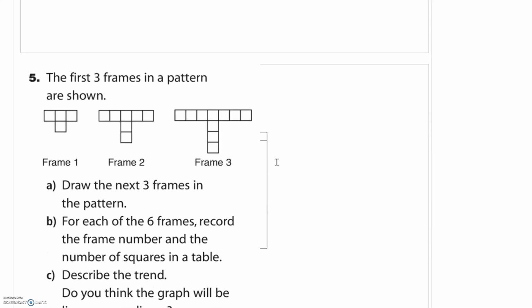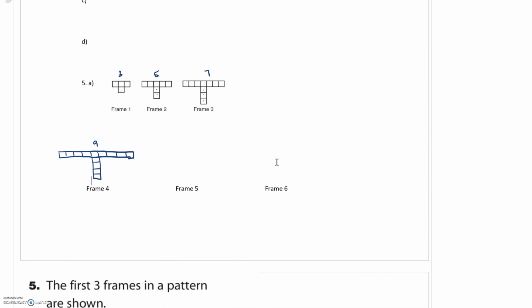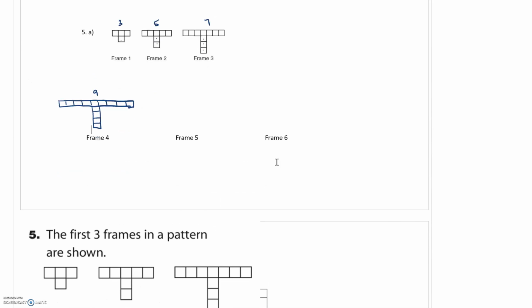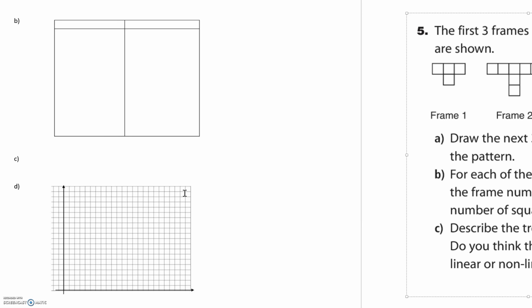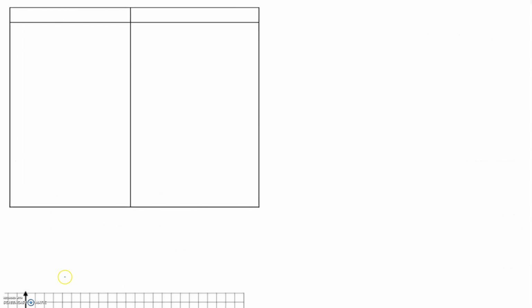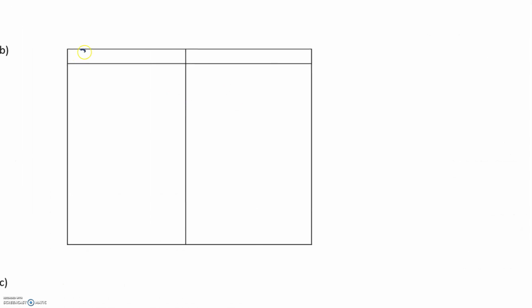For each of the 6 frames, record the frame number and the number of squares in a table. So we have to figure out what's going to go in the table. The frame number is going to be your x-axis, and the number of squares is going to be your y-axis. So we'll go ahead and write that down. The frame number is usually always the x-axis. So we have a table for you right here. You can write down frame number, and then number of squares can go right here.